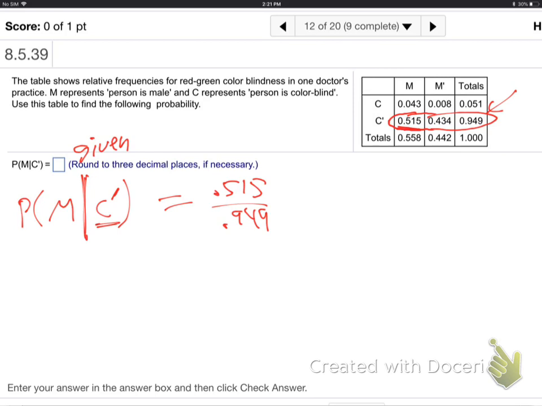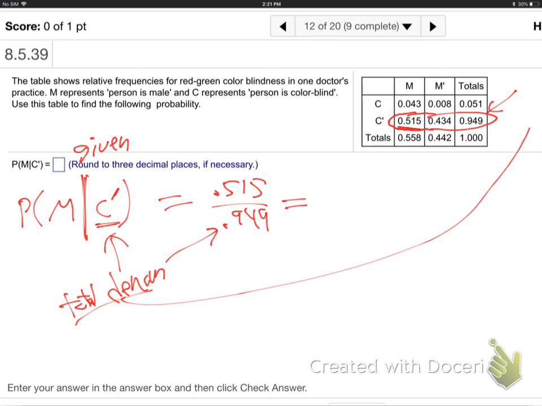It's one of those people. It's not one of the colorblind people. What's the chance they're male? Whatever that reduces to be. Round it to 3 places on your calculator. I'm going to move on. Is that good? So the main thing to know is that this is the denominator. That's the total denominator. The total C prime is right there, the denominator. The given is the denominator.